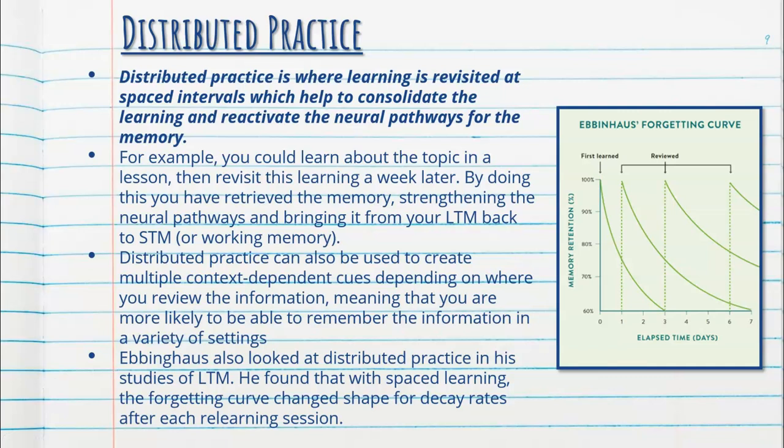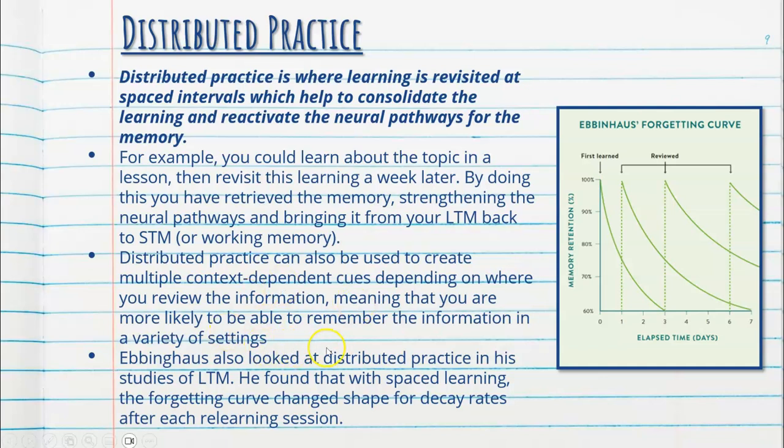So distributed practice can also be used to create multiple context-dependent cues, depending on where you review the information. So that means that you are more likely to be able to remember the information in a variety of settings. It doesn't matter where you are, in other words.